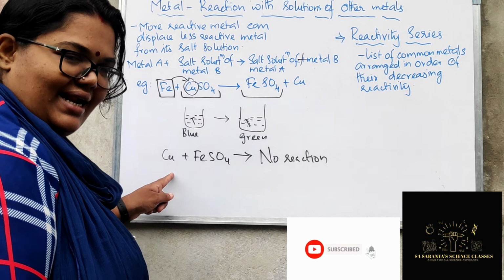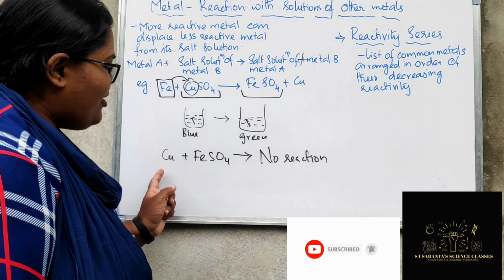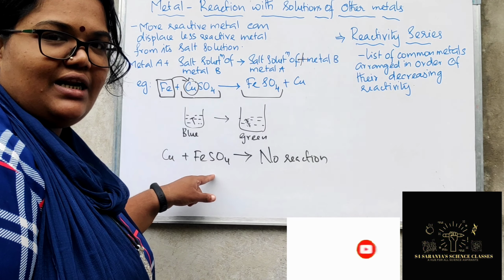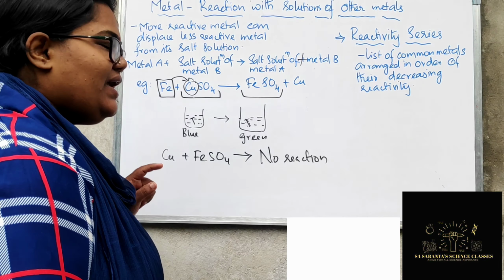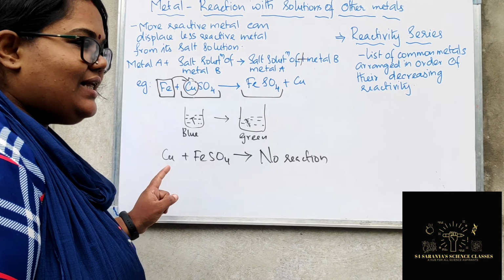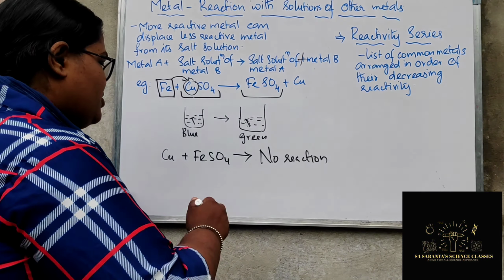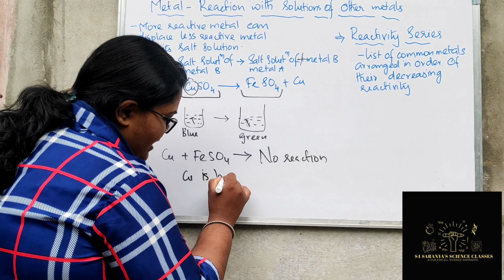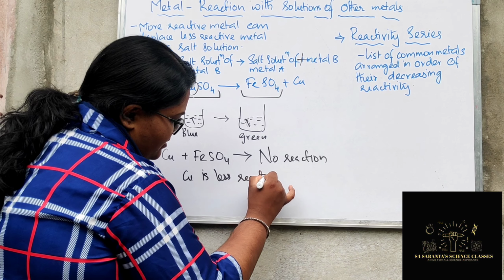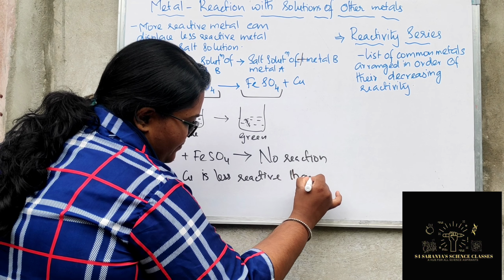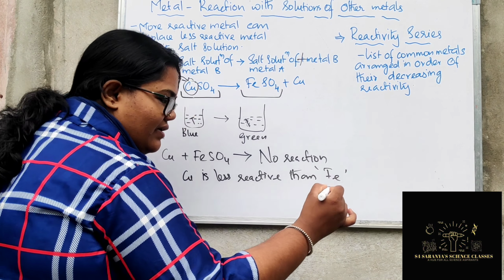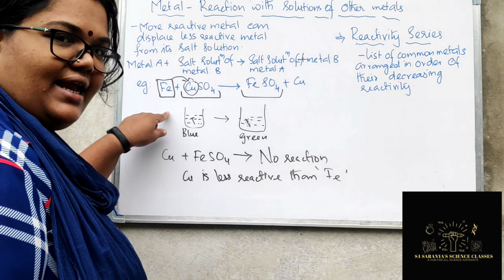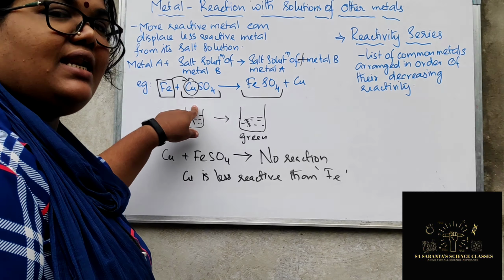Because it's a less reactive metal. A less reactive metal cannot displace a more reactive metal from the salt solution. It must be a more reactive, highly reactive metal, then only it can displace the less reactive one. So here there will be no reaction, because copper is less reactive than iron.